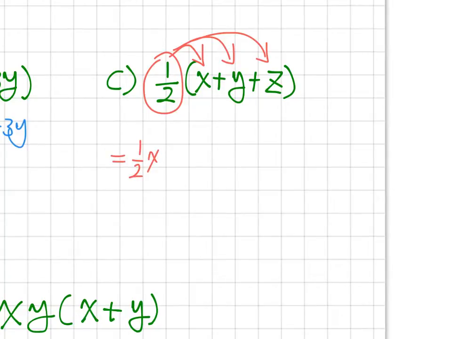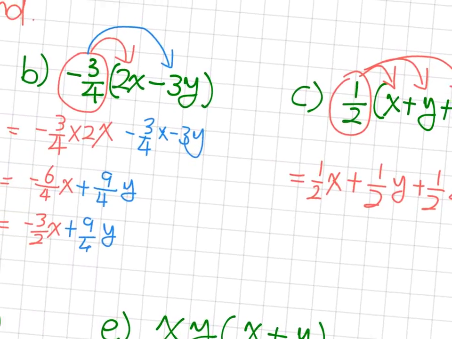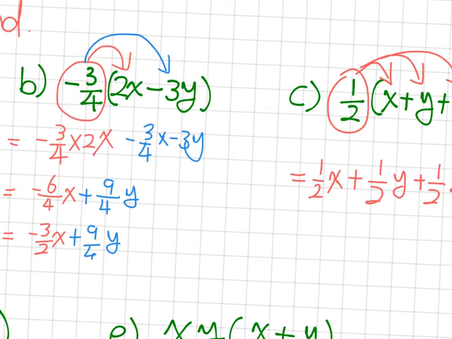Okay, so 1 over 2x. Then the second one will be 1 over 2y, and then the third one will be 1 over 2z. Okay, if there is a number, for example, like in part b, I had a number in the front and the number in the front here. So when I was multiplying negative 3 over 4 by 2x, 2x already had a number. So that 2 has to be multiplied to it.